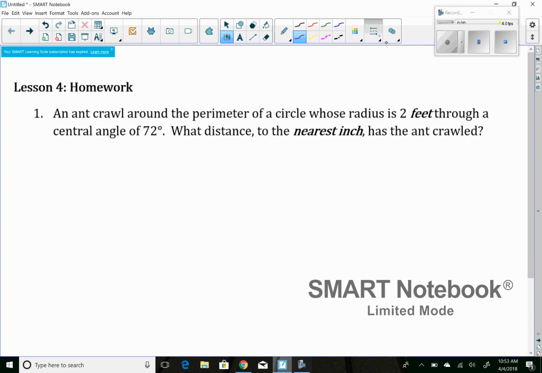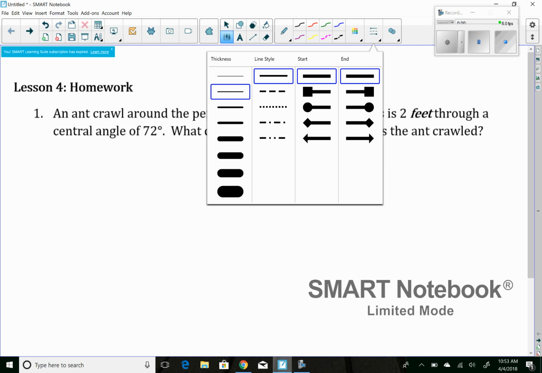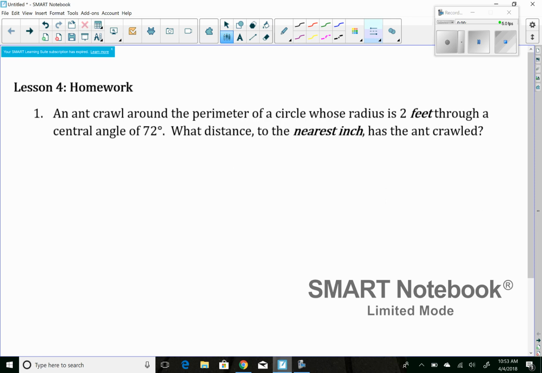Hello, and welcome to the video for lesson number 3 on finding the area and the arc length of a sector. So whenever we're dealing with sectors, remember we're talking about portions of a circle. So we have to be able to figure out what the portion of the circle is before we can determine the area or the arc length or part of the circumference of that circle.